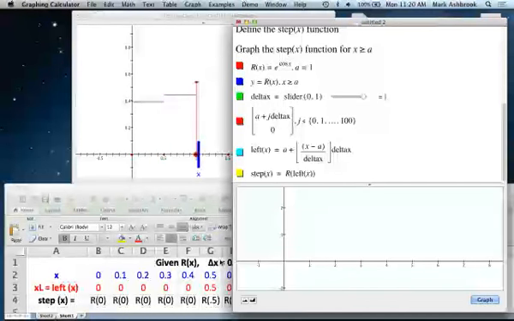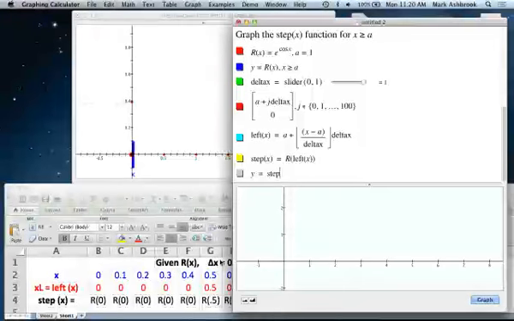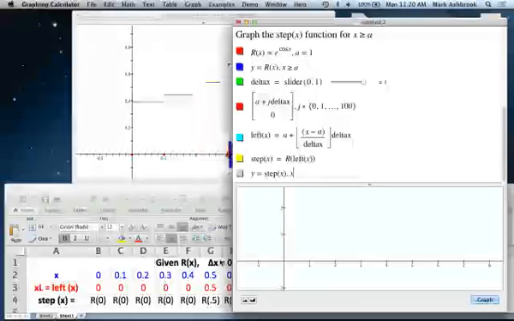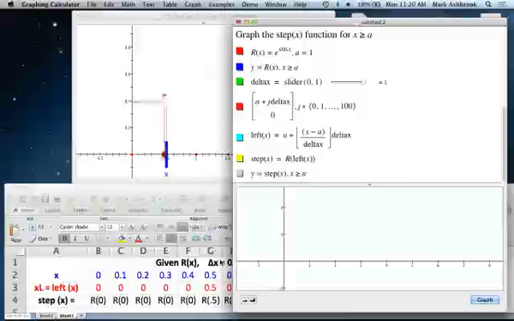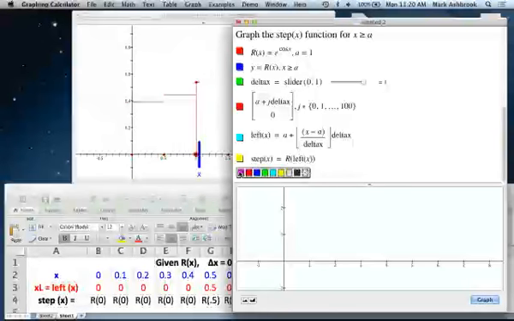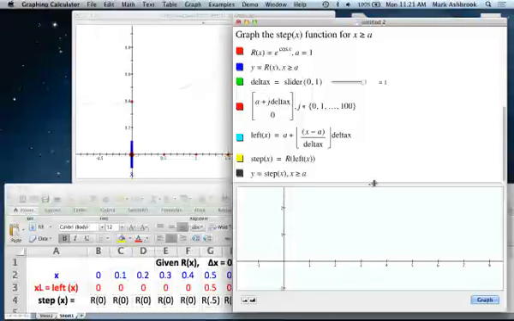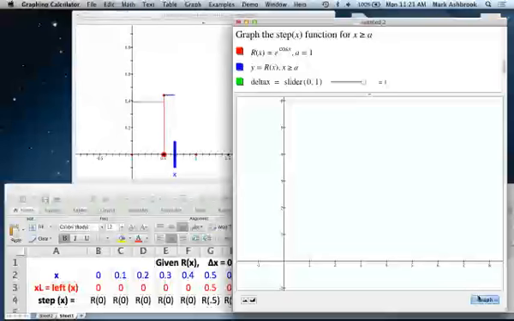And then we want to graph it. Y equals step x. And we want to graph that for x greater than or equal to a. And let's do it black. Do you need to not be able to graph the other graph? No, you want them both. You want to see them both.